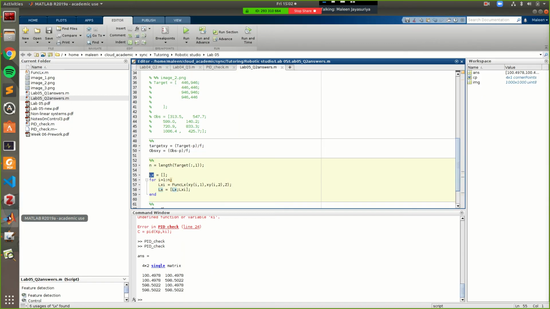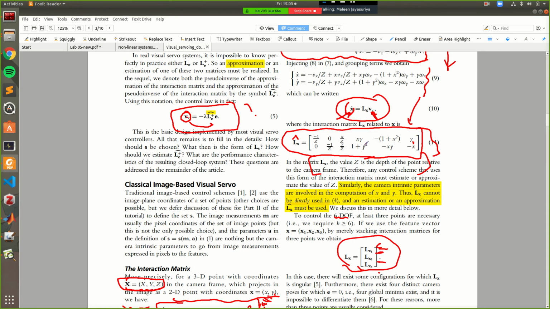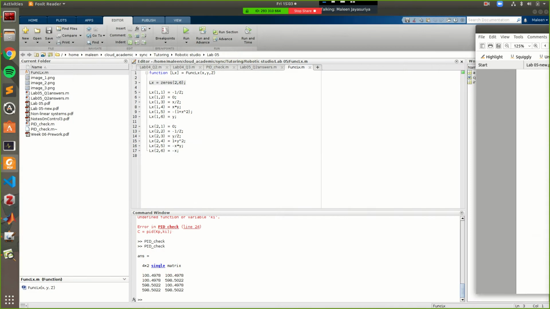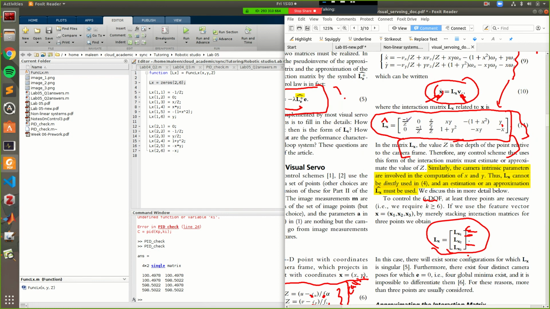So I've just created a simple MATLAB function here called function LX. You can see here, if I open that, it just creates a LX matrix, which is essentially this matrix, right? And the first term is minus 1 over z. The second term is 0. The 1, 3 term is x over z. The 1, 4 term is xy, and so on, right?